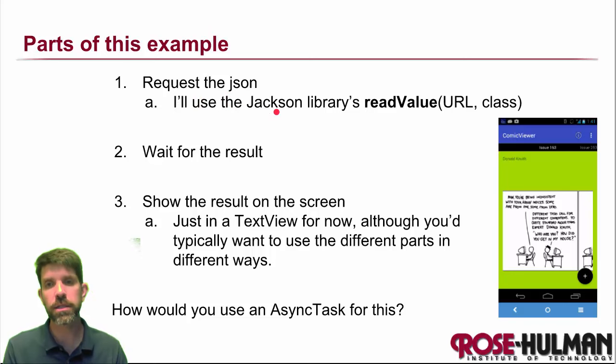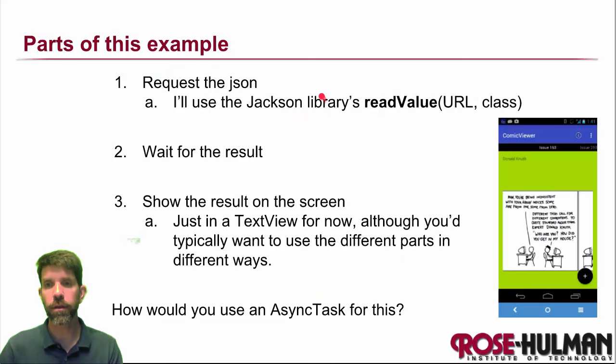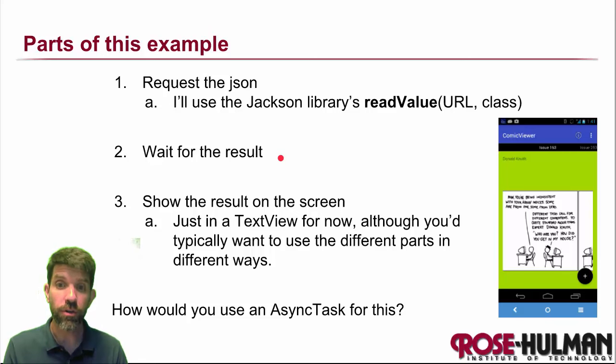So there's a JSON request. It turns out that to convert from JSON to Java objects, I could do that myself, or I could use a library. And there's a library called Jackson, right, that will do that. And it has an object mapper that has a read value method that, given a URL, and then the class that you want to convert it into will return an object to that class. So it's going to do all that conversion for us. And I'm going to wait for the result, and then I'm going to show the result on the screen. So like I said, in that text view.